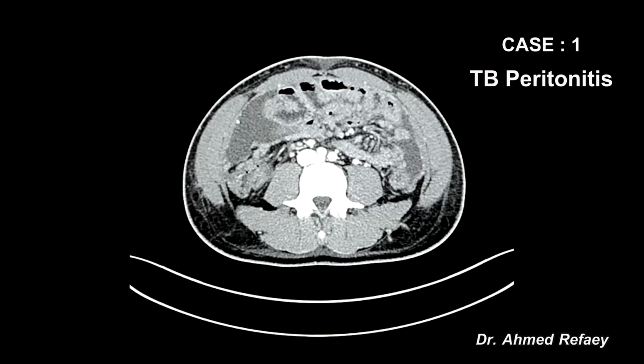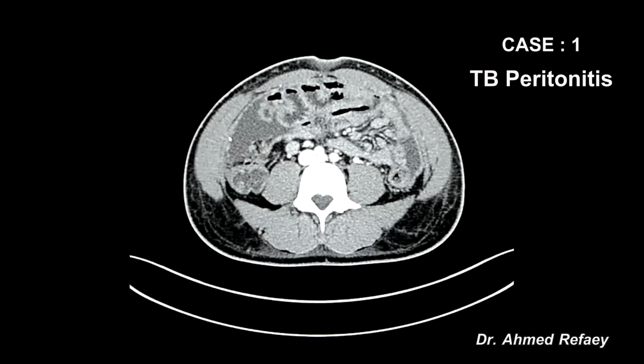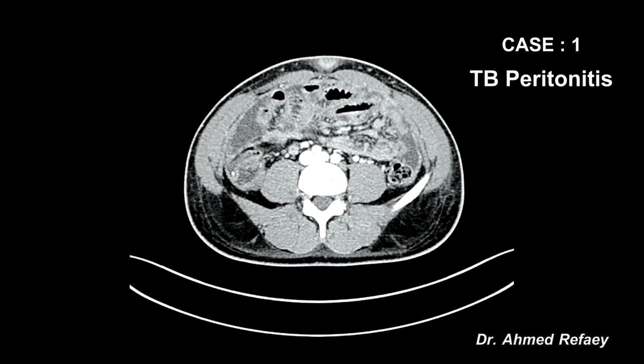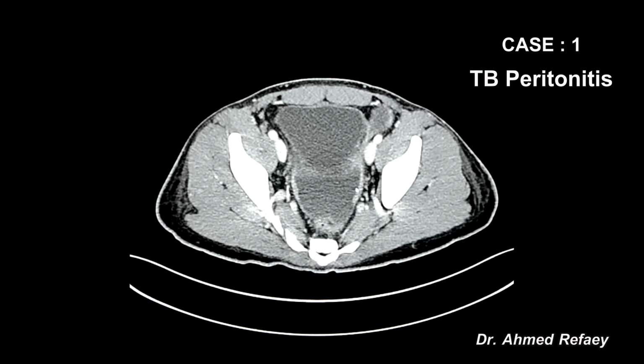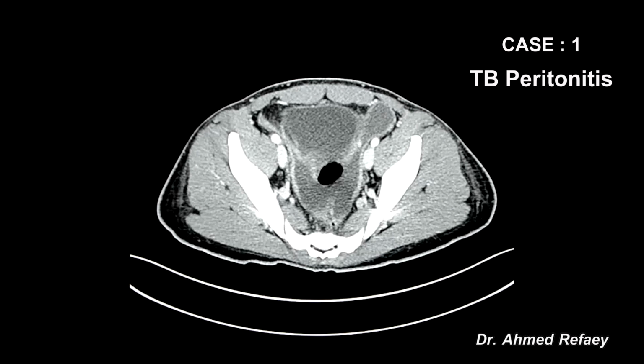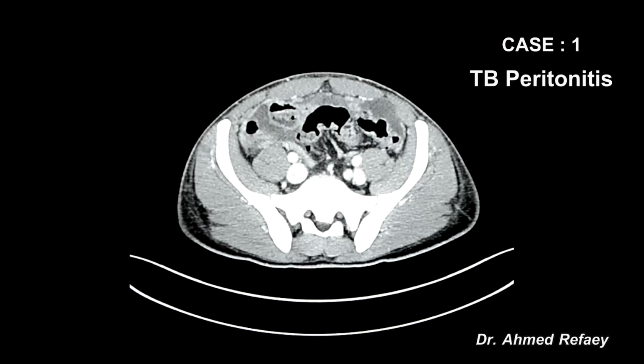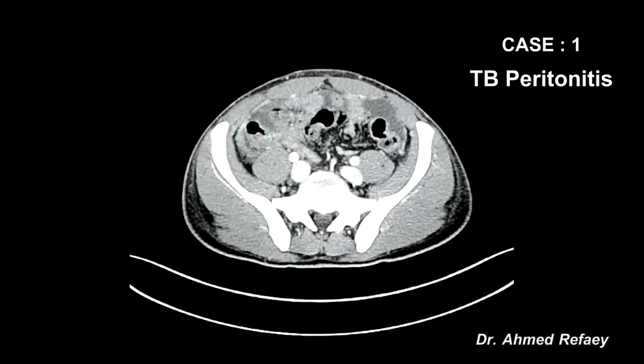Please notice how much the peritoneum is marked, thickened, and enhanced. This is the peritoneum. Normal peritoneum looks like a hairline. It shouldn't be thickened like this. If we go down, we can appreciate more thickening of the peritoneal reflection as you see here. So we have marked thickening of the peritoneal surfaces and enhancement.